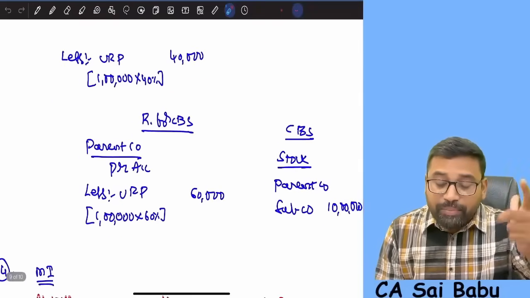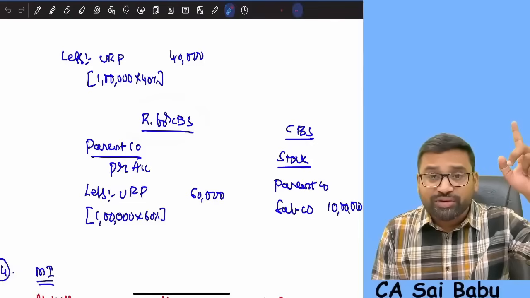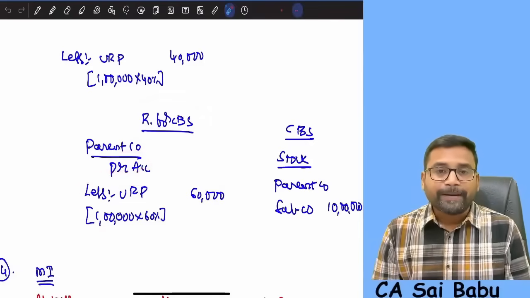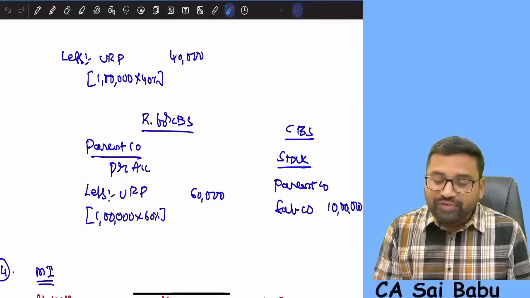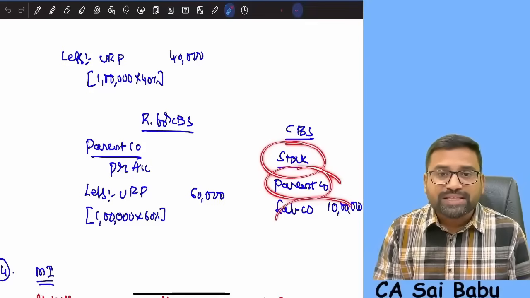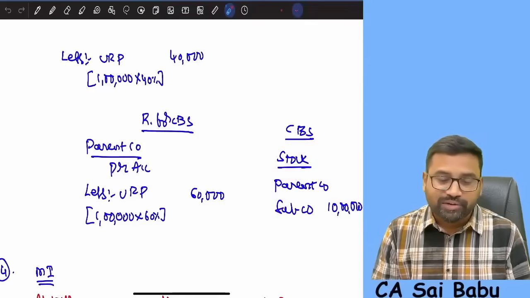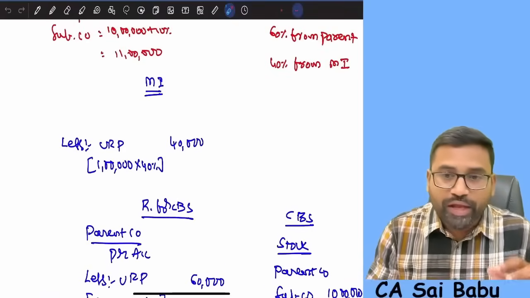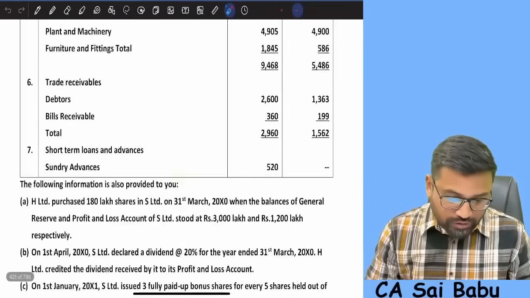When you are preparing reserves for consolidated balance sheet, take the parent company P&L account. In that URP, you eliminate parent company share. And when you are preparing consolidated balance sheet, when you consider the stock amount, parent company stock plus subsidiary company stock, when you consider the subsidiary company stock, you eliminate this unrealized profit and consider. Okay. Now see this question, sir.